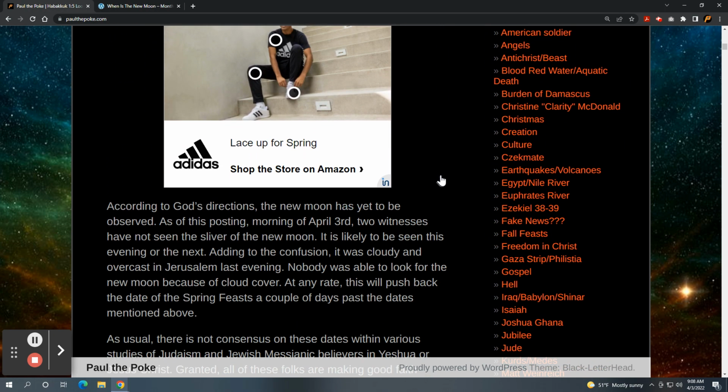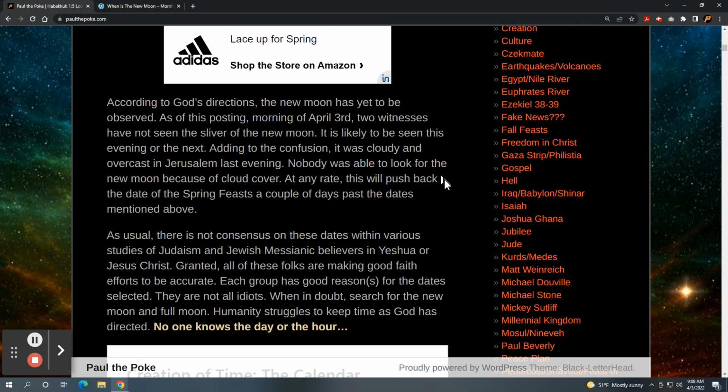Now, according to God's directions, the new moon has yet to be observed. So there are people over in Israel. We're going to touch on that here in just a little bit. And as of the posting of this, morning of April 3rd, 2 witnesses have not seen the sliver of the new moon. Now, it's likely to be seen this evening or the next. And adding to the confusion, it was cloudy and overcast in Jerusalem last evening. So nobody was able to look for the new moon because of cloud cover.